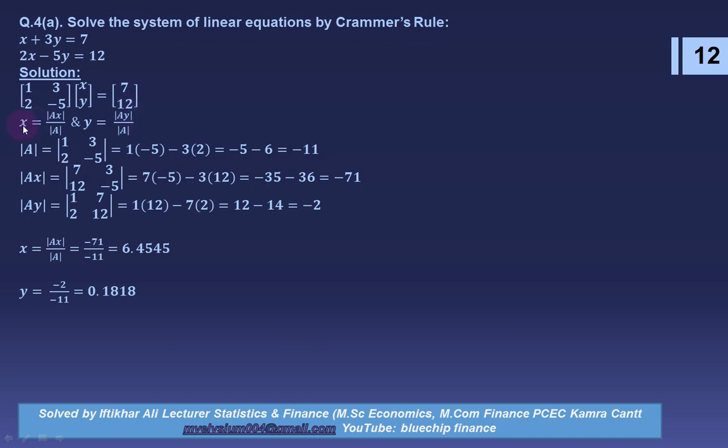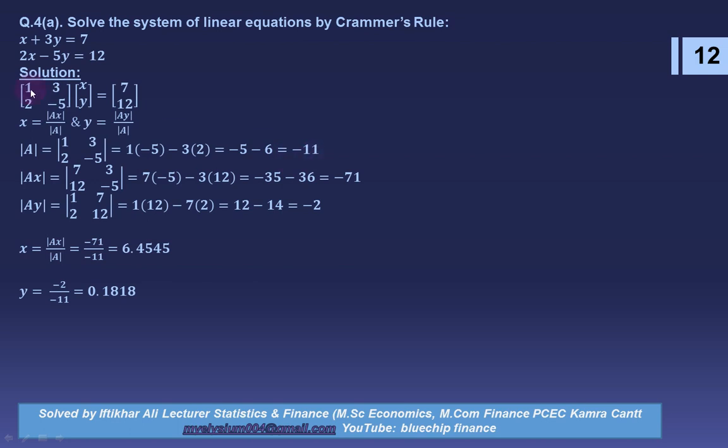And under Cramer's rule, x is equal to Ax determinant divided by A determinant, and y equals Ay determinant divided by A determinant. So we need three types of determinant here. First of all, we take the determinant of A: 1 multiplied by minus 5 minus 3 multiplied by 2, and it will become equal to minus 11.